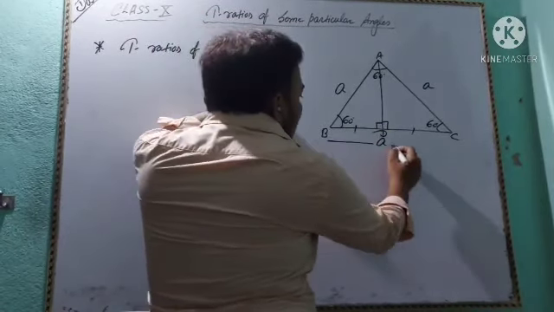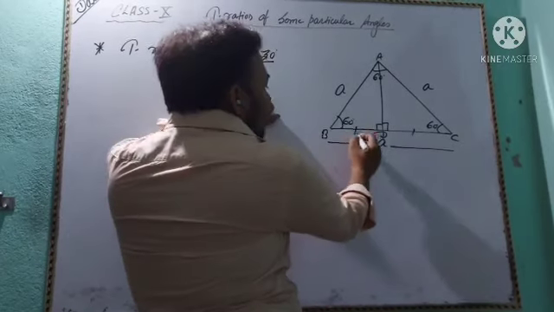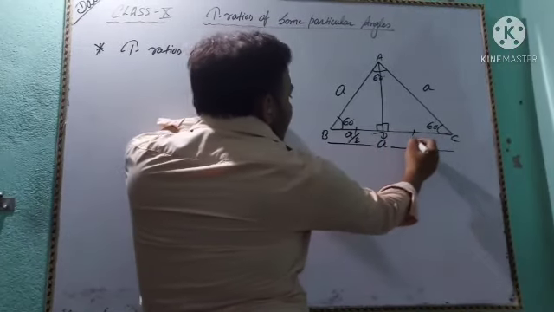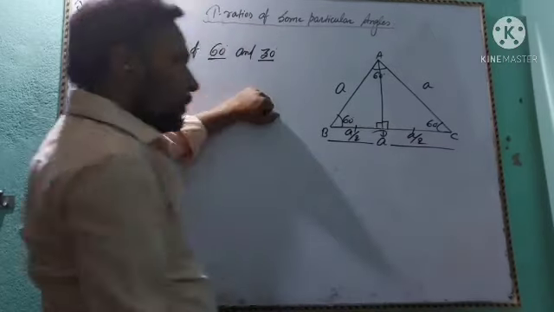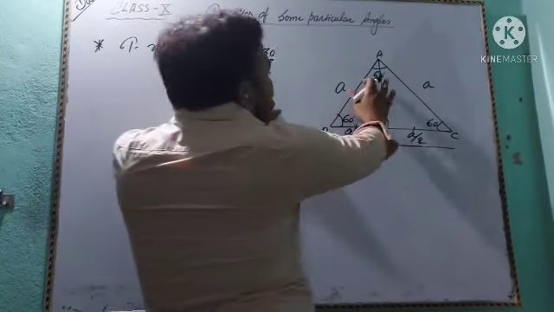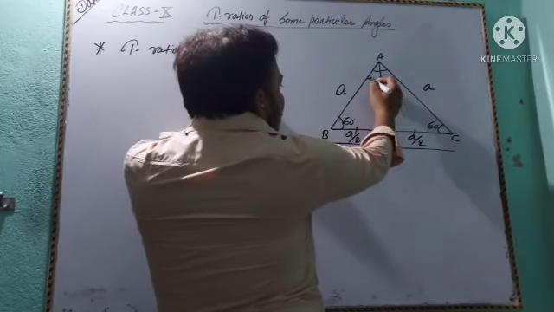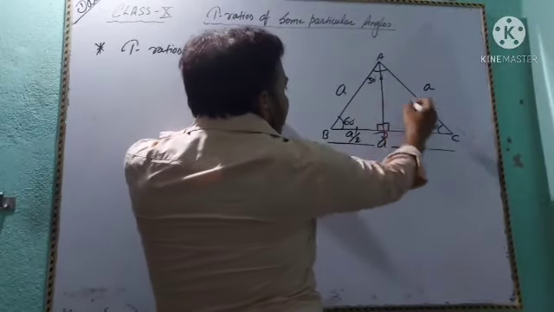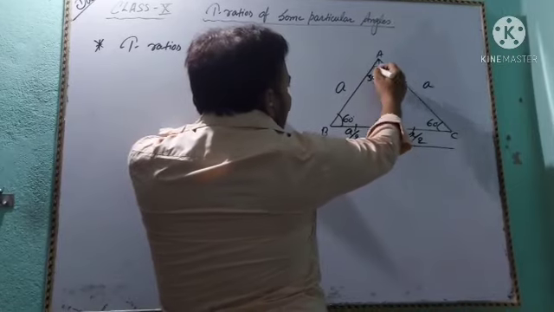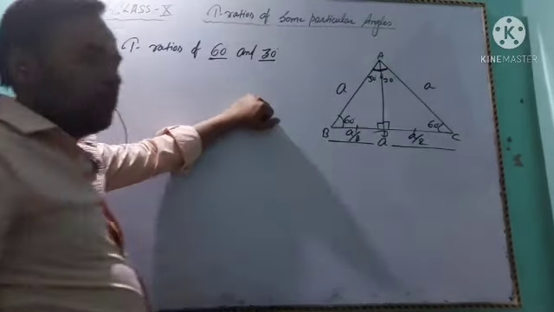So BC is equal to a units, BD is equal to a by 2 and DC is equal to a by 2. The whole angle is 60 degrees, and angle BAD is 30 degrees and DAC is also 30 degrees, and the whole is 60 degrees.